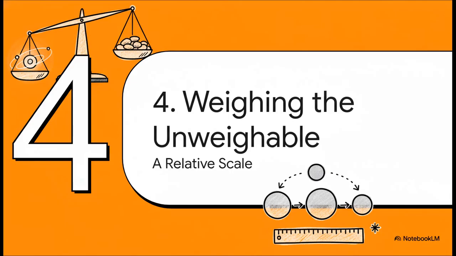Next up, Section 4, weighing the unweighable. I mean, think about it. How do you possibly weigh a single atom? The number in grams would be ridiculously small. It's just not practical. So scientists got smart. They decided, instead of finding its actual mass, let's just compare it to something else. They created a relative scale.